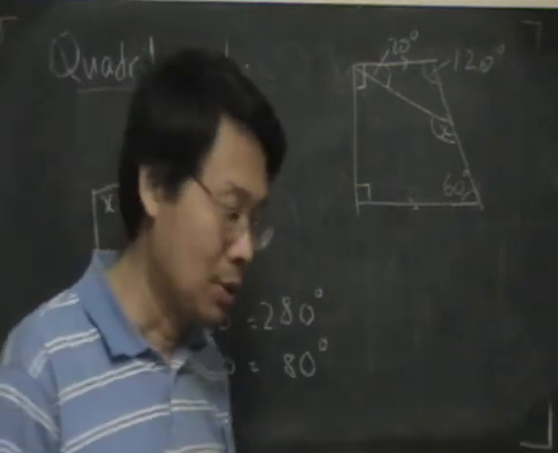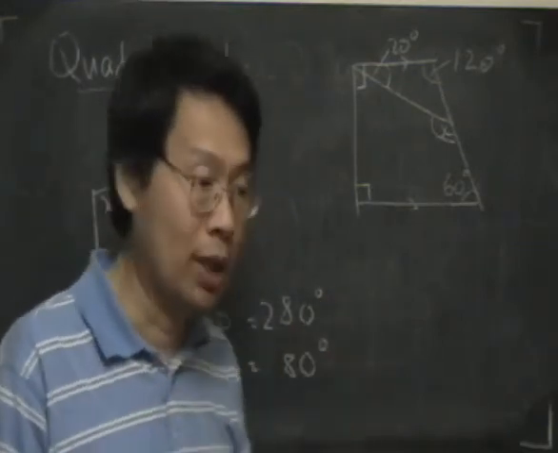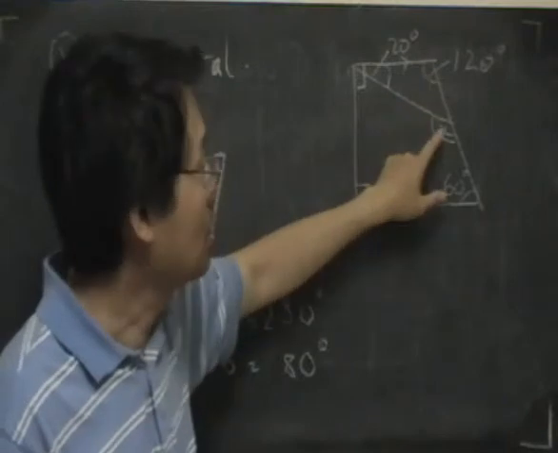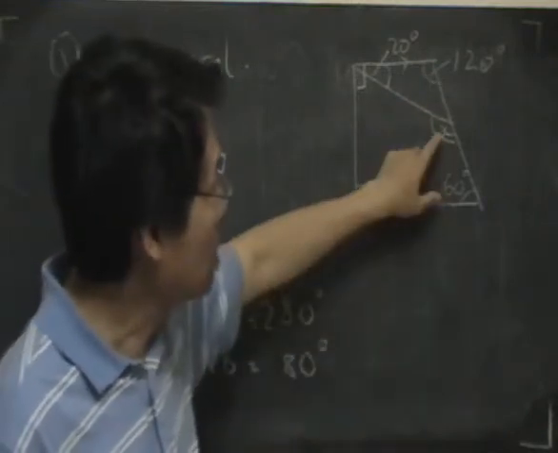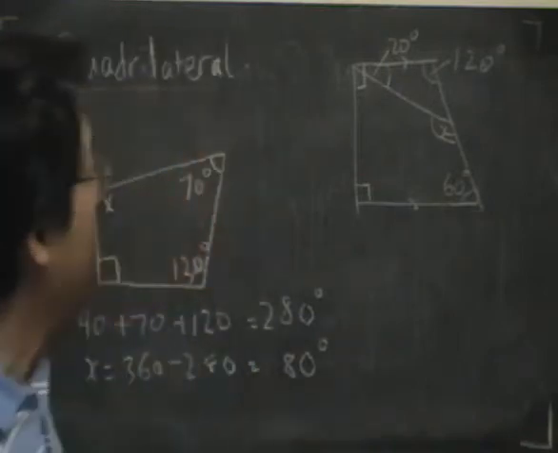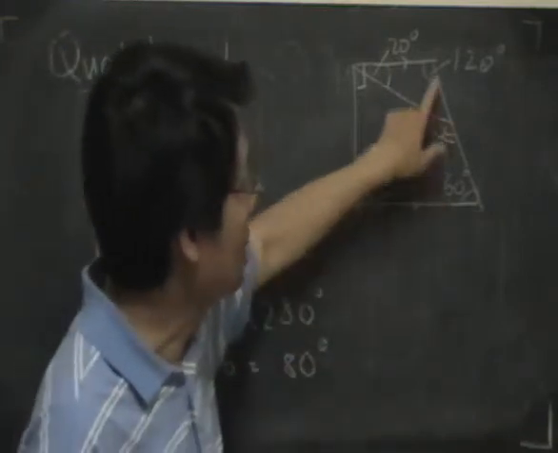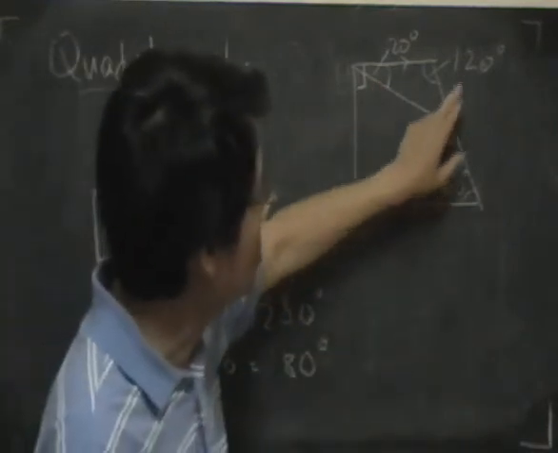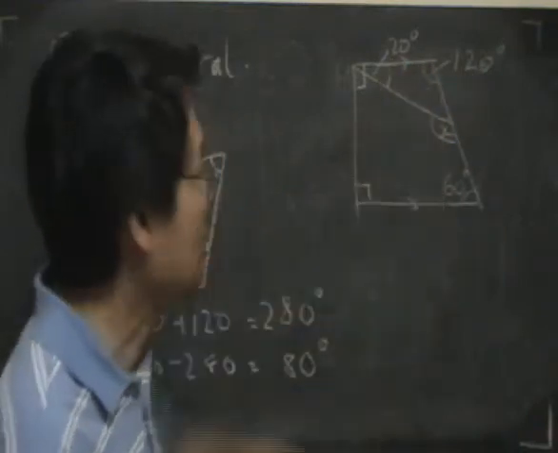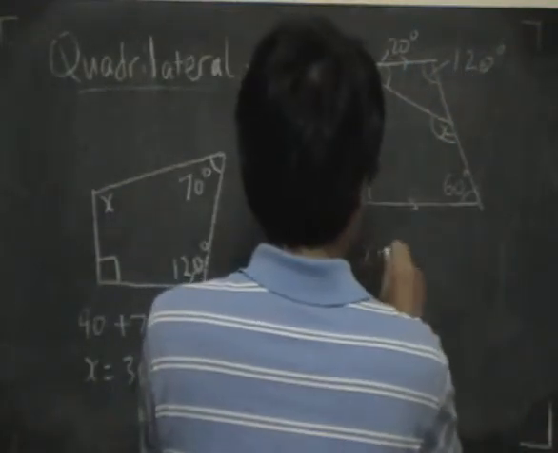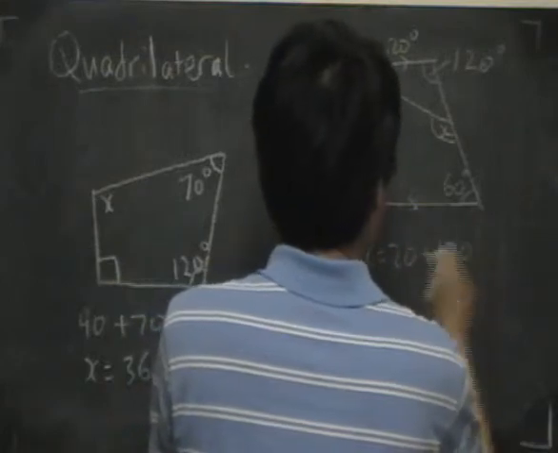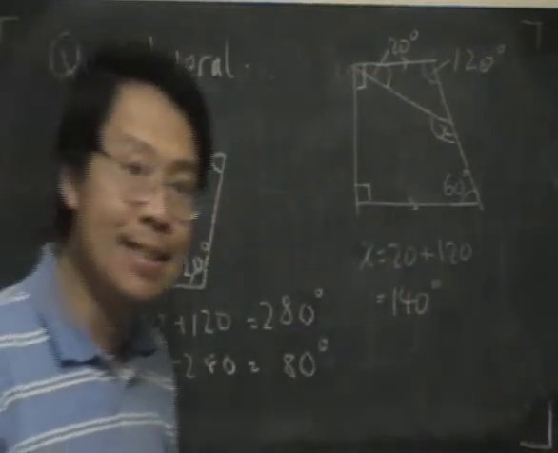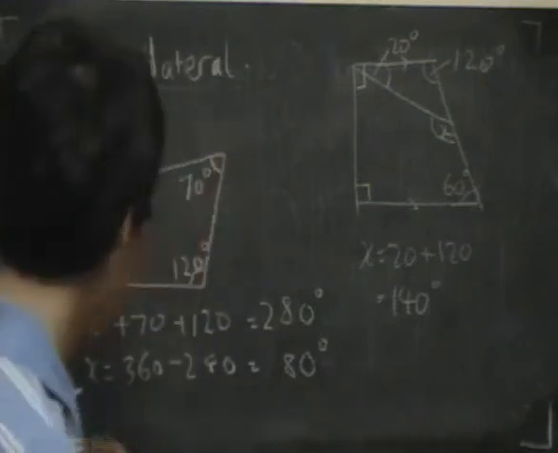Now remember, there is a property of triangles that the sum of the interior opposite angles is equal to the exterior angle. Alright, the exterior angle is equal to the sum of the interior opposite angles. So therefore, x must be equal to the sum of those two angles. Let me write that down. x is equal to 20 plus 120, that's 140 degrees. So there we have the answer for x.